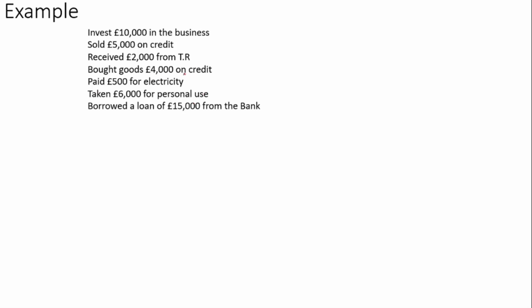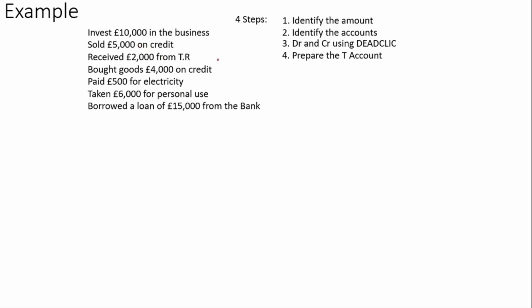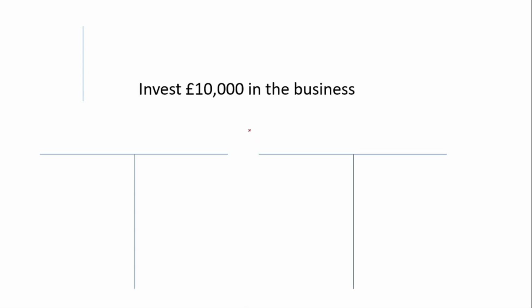You'll be given an example like this, which will have different accounts and different numbers, but all you need is these 4 steps, and if it helps, use the DEDCLIC. I say write this down because I'm going to be using that in this tutorial as well. So let's see how it works.